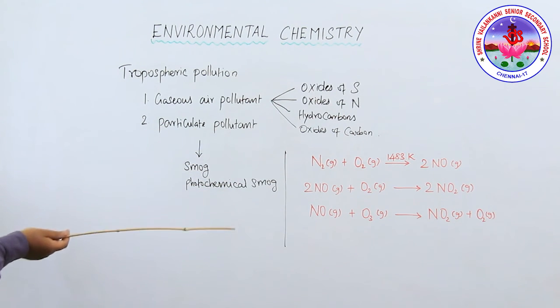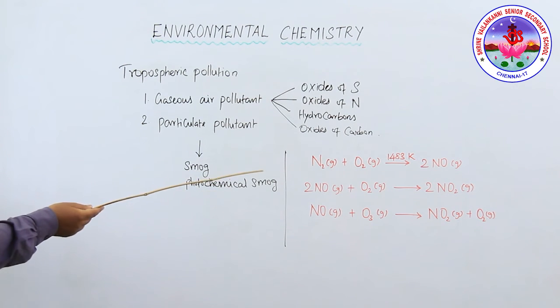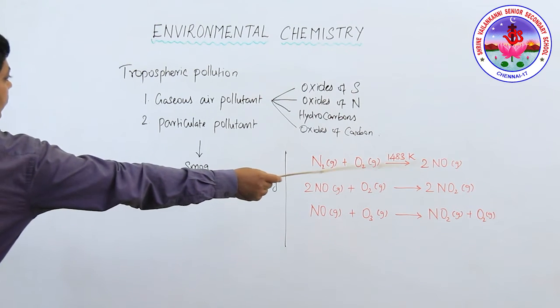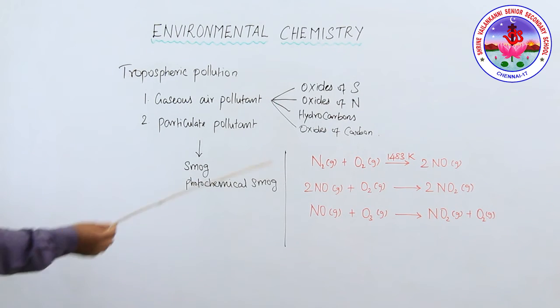serves as a fertilizer. In an automobile engine, at high temperature, when fossil fuel is burnt, the dinitrogen and dioxygen combine to yield a significant quantity of nitric oxide. This is NO, also called nitrogen monoxide, and nitrogen dioxide, NO2.